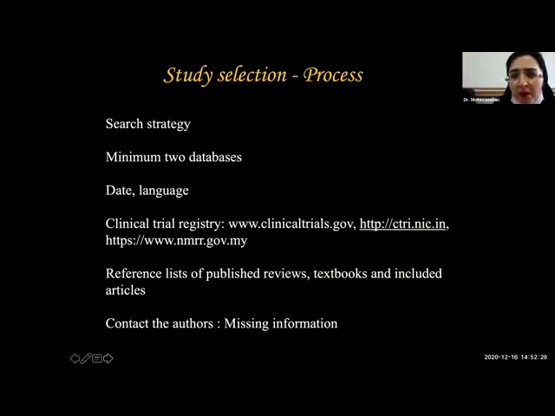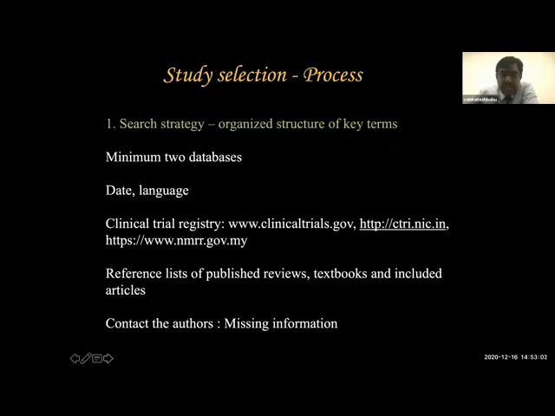Professor Babu, I have a question again. You mentioned that there should be at least a minimum of two databases for searching the literature. And the clinical trial registry is another site that we should search about the topic we want to do a systematic review on. So it would be three. This is mandatory and this is mandatory. So clinical trial registries, you would be searching separately. This is different and this is different. Okay. Thank you.